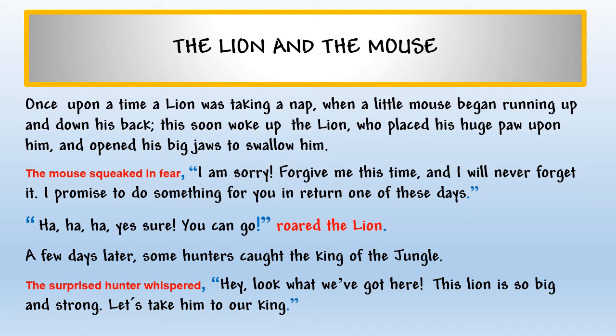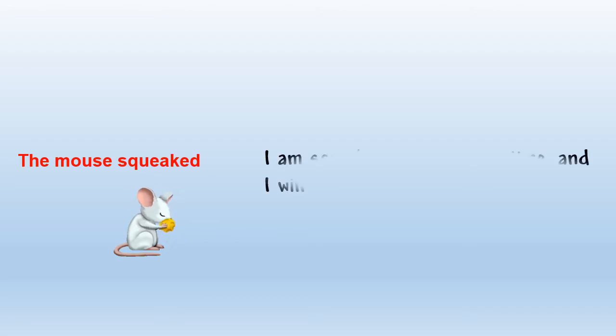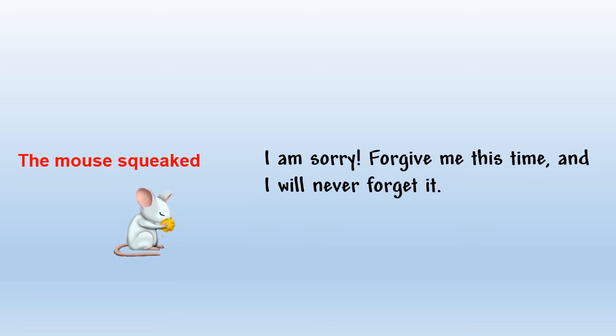We have now added the speech marks and punctuated our story correctly. The mouse squeaked. What did he actually say? "I am sorry. Forgive me this time, and I will never forget it." So we have separated the character and the spoken words. We can put in our speech marks to show the words that the mouse actually said.